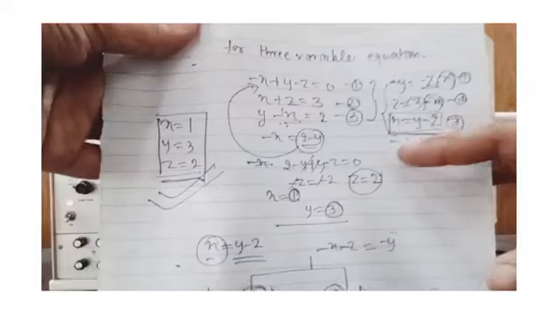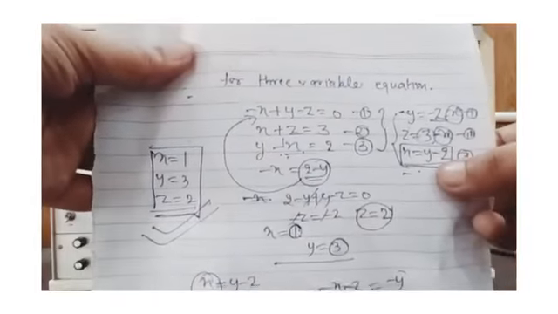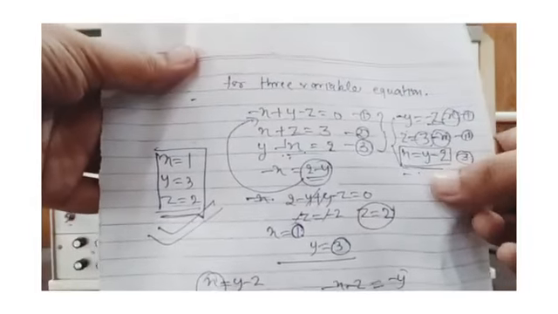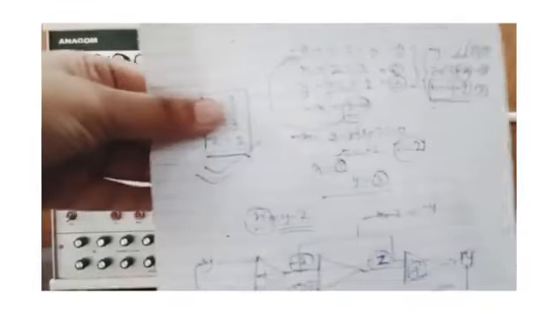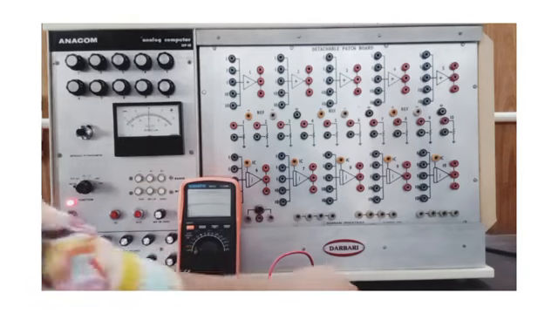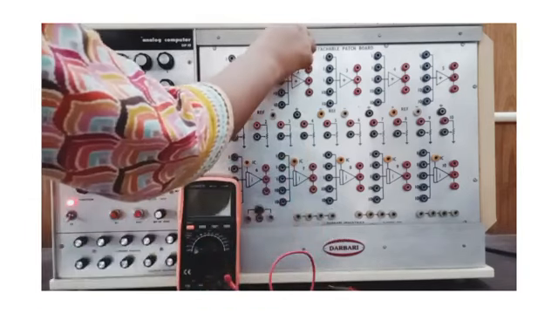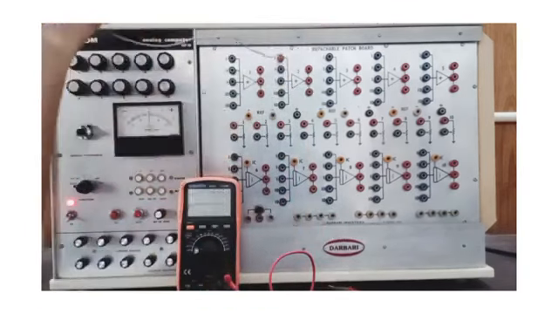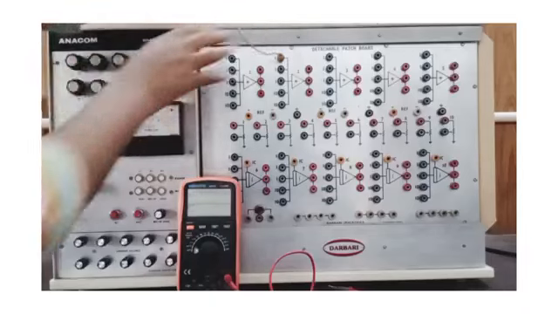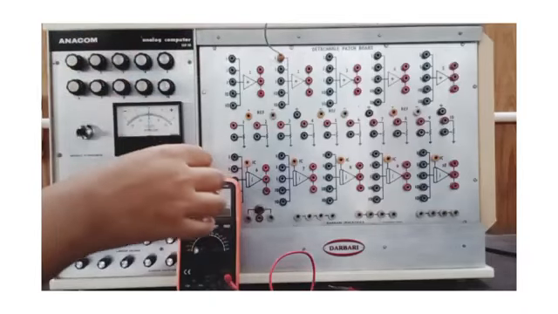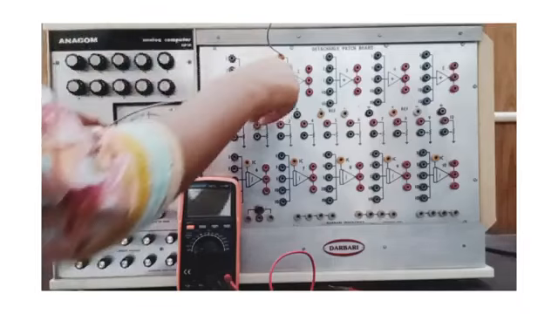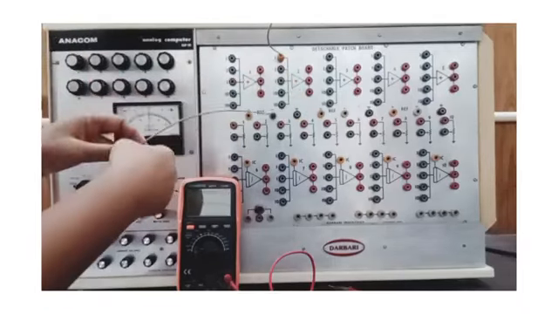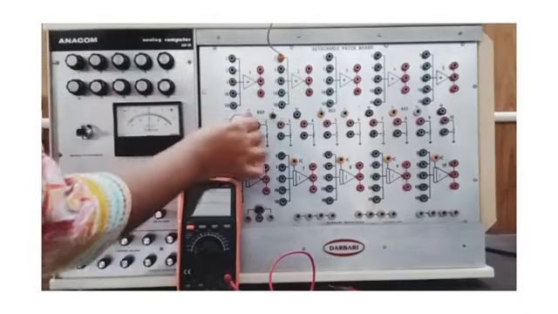So I will start with this equation, x equal to y minus 2. What I have to do is apply y volt and minus 2 volt. I don't know the value of y, so firstly, let's connect y. Leave it here. Now I have to add minus 2 volts. You can see that from here.